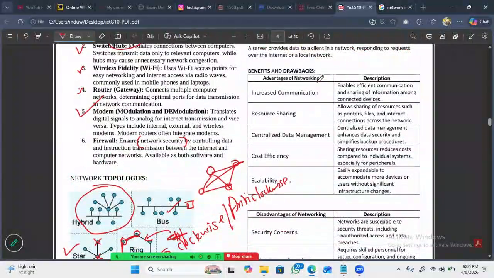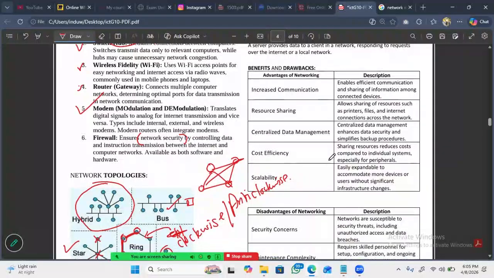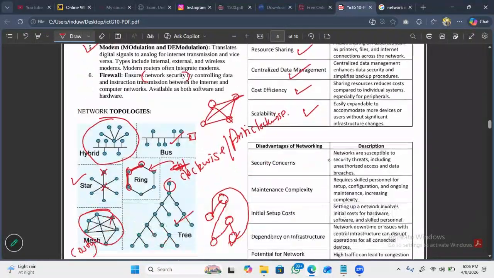So while doing networking, we have lots of advantages. We can increase communication. We can communicate with each and everyone inside the office easily. We can share resources. If we have 100 computers, we cannot buy 100 printers. One printer is enough. It's connected to the entire network. This is called resource sharing. Centralized data management. Cost efficient and scalable. We can expand the network. We can add more computers.